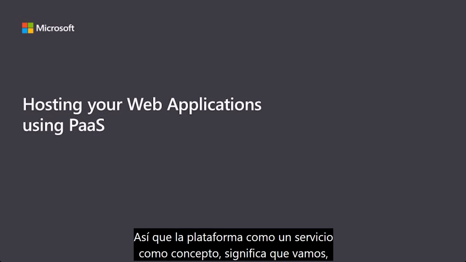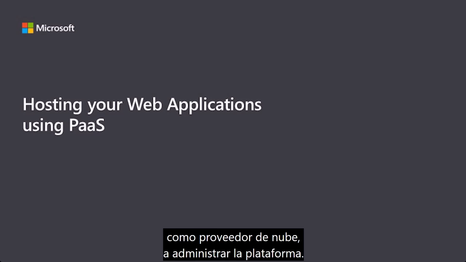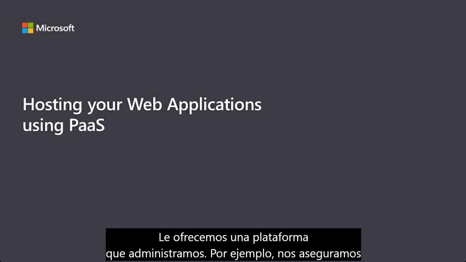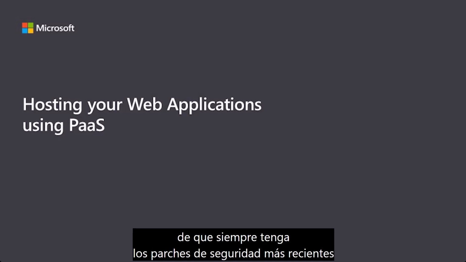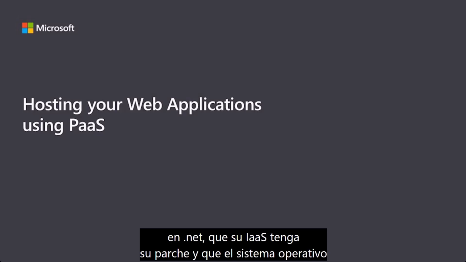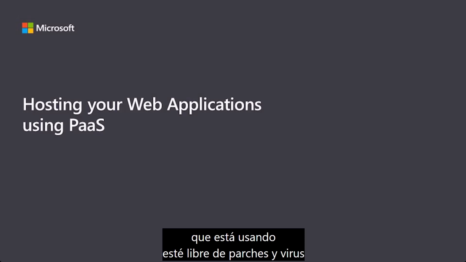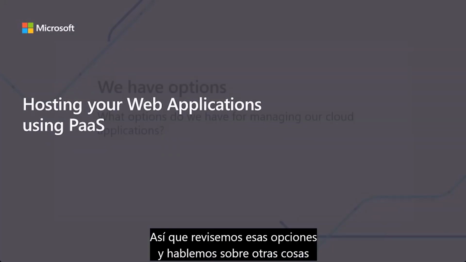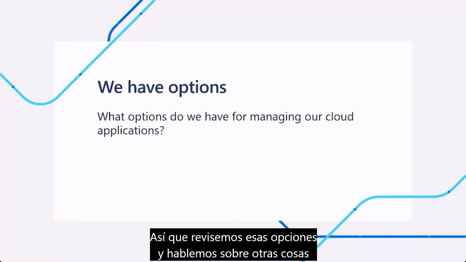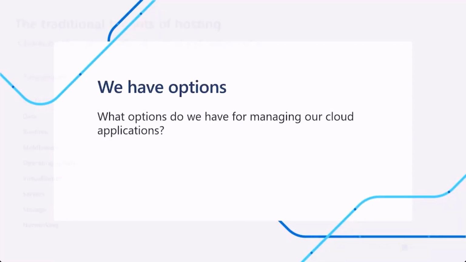So platform as a service as a concept means that we are going to, as a cloud provider, manage the platform. We are offering you a platform. We manage, for example, we make sure that you always have the latest security patches in .NET, that your IIS is always patched and to the latest, that the operating system you're using is patched and virus-free and secured, etc. But you also have different options. And so let's review those options and talk about other things that you could do if you want to migrate into the cloud.